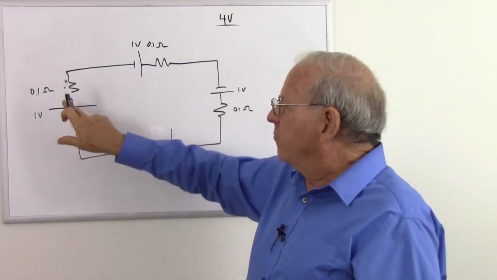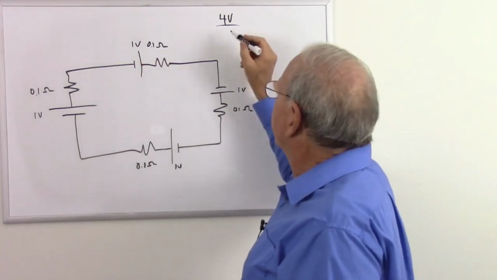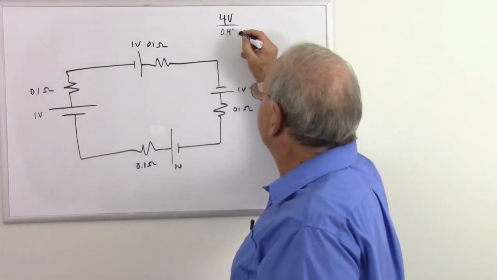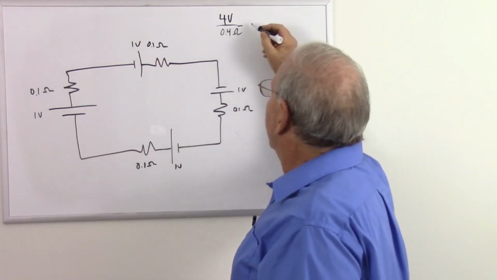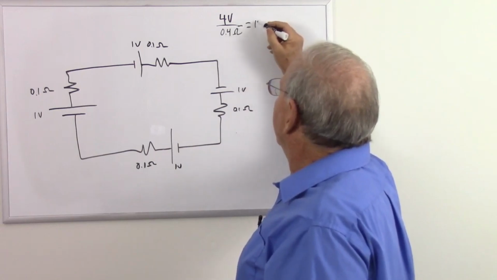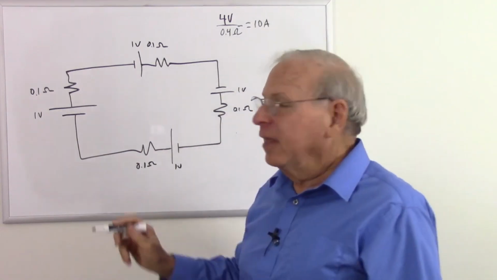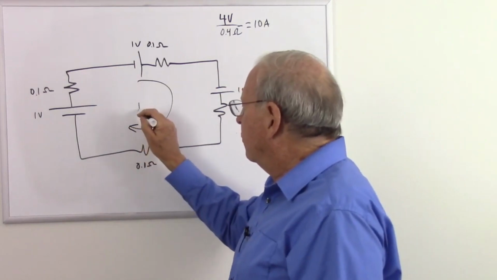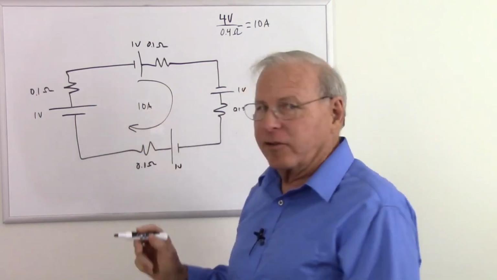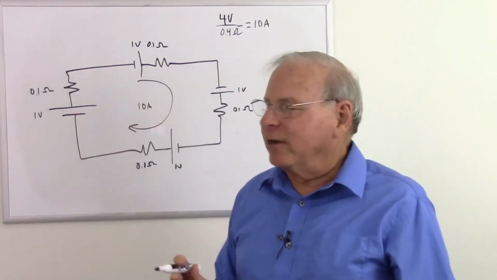How much resistance do we have? 0.1, 0.2, 0.3, 0.4. And that's going to give us 10 amps of current. So now I have 10 amps flowing in this loop. That's kind of high, isn't it? But hey, it's a thought experiment. We can have all the amps we want, don't we?